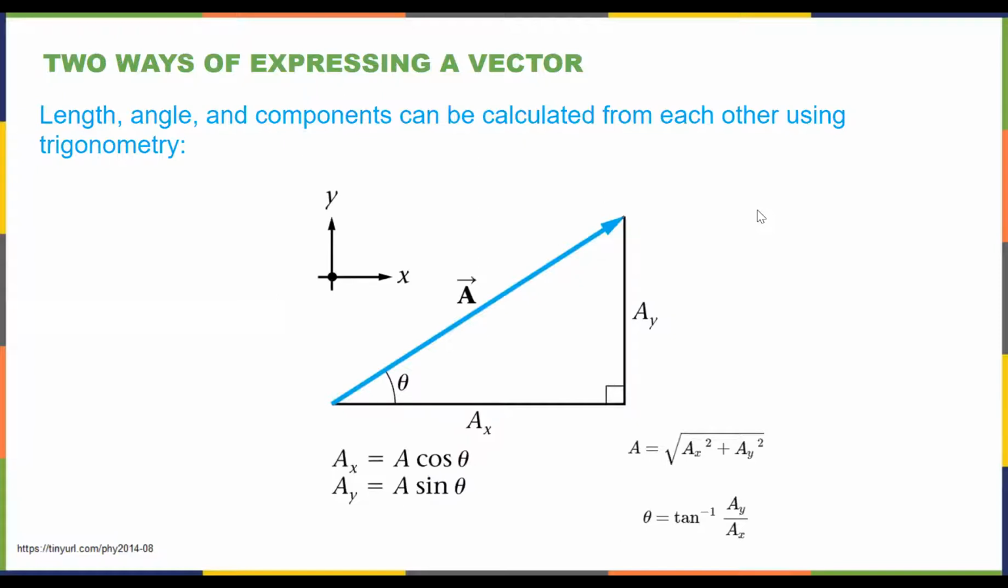In addition to expressing a vector with a magnitude and directional angle, you can also use its components. So these are the two ways of expressing a vector: components, or magnitude and direction. You can convert: given one piece of information, you can solve for the other. If you are given components, you can calculate the magnitude using this equation, and the directional angle using this equation. If you are given magnitude and directional angle, you can calculate the components with A sine and A cosine from trigonometry.